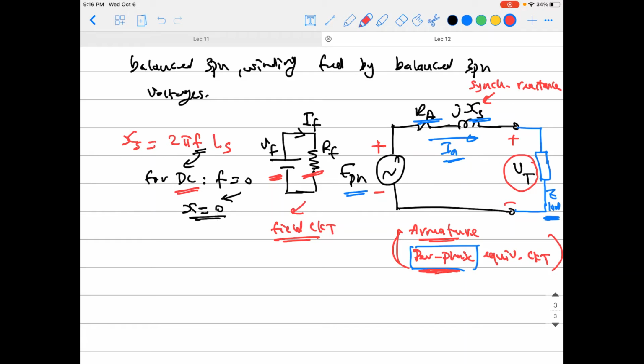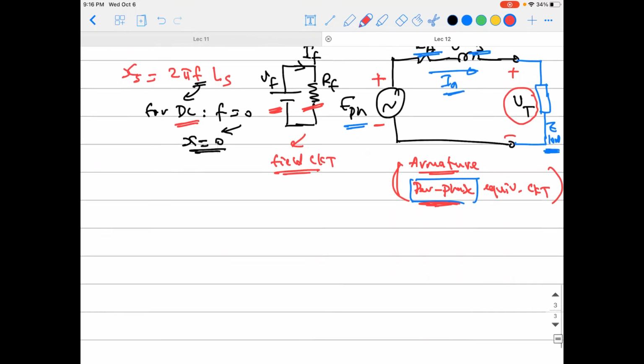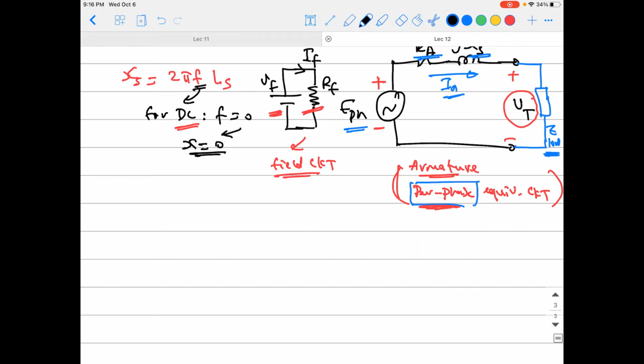Okay, guys? So what is the difference between this and the equivalent circuit of a DC machine? Let me remind you of the equivalent circuit of a DC machine. It was just like this.